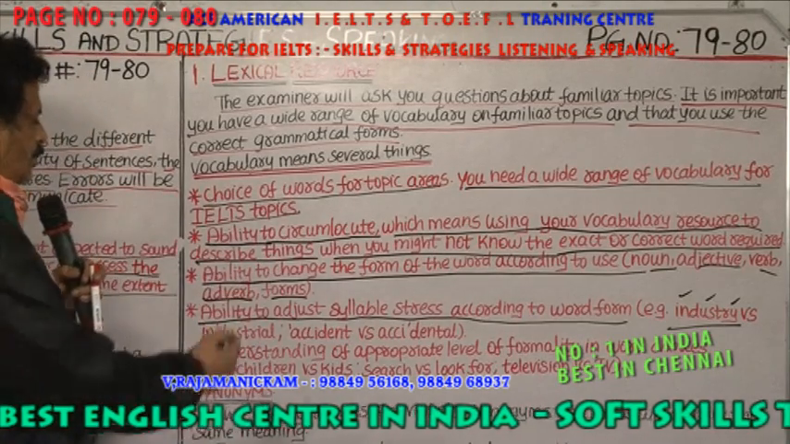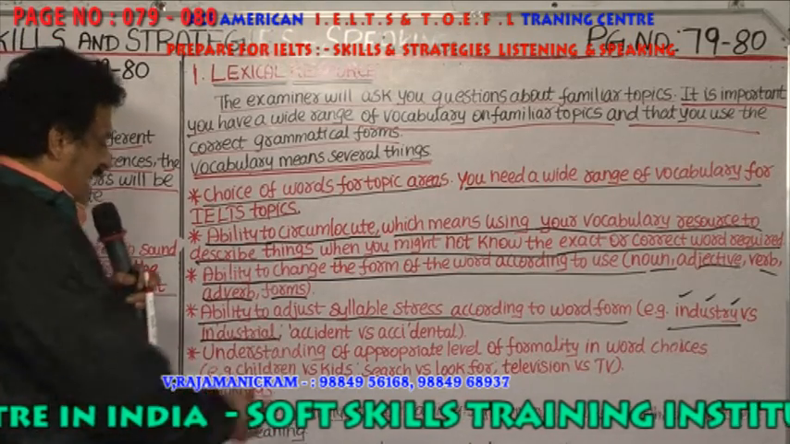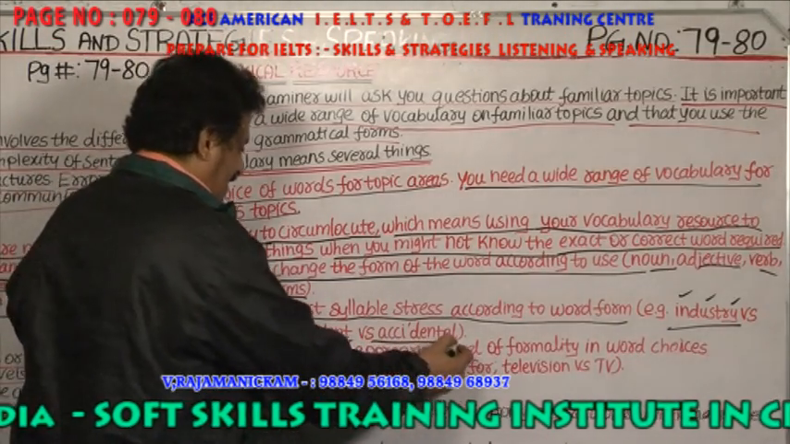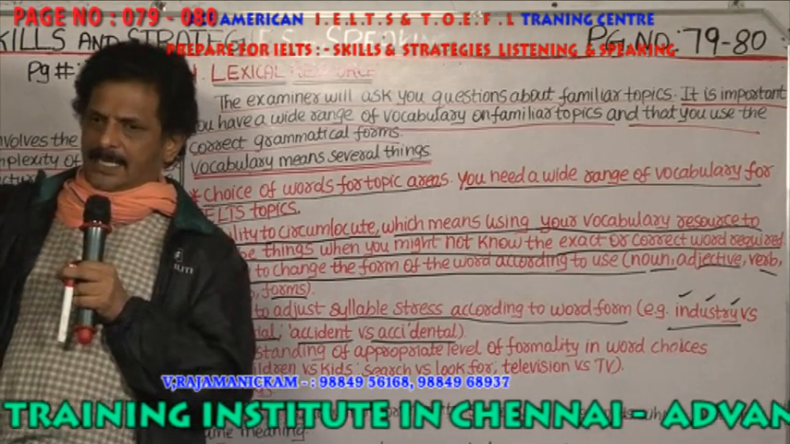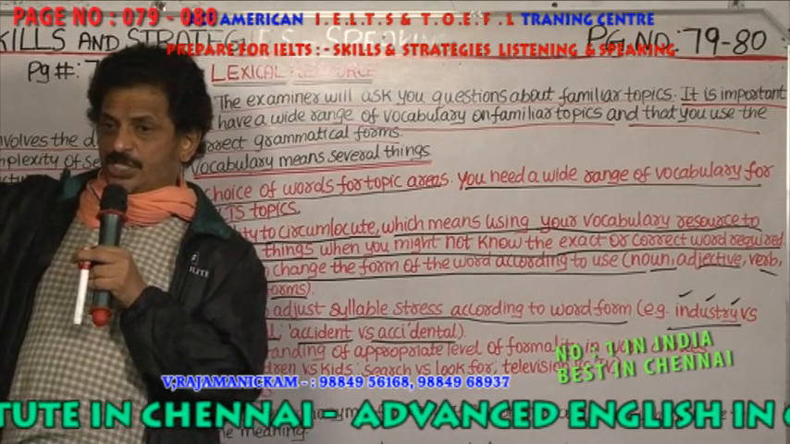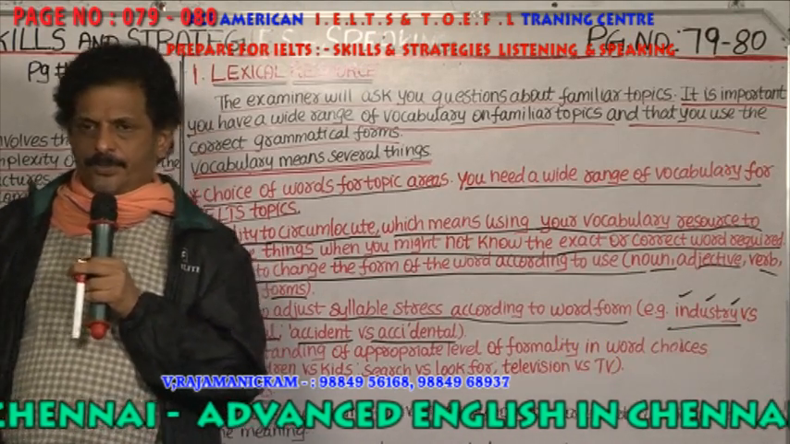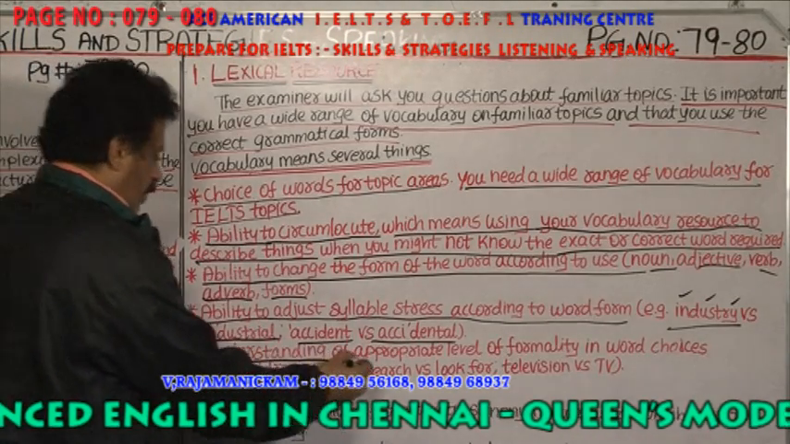Understanding of appropriate level of formality in word choice. For example, children versus kids. Appropriate level of formality in word choices. Where do you use children and where do you use kids? Where do you use search and where do you use look for? Where do you use television and where do you use TV?